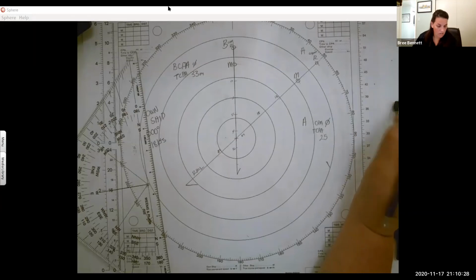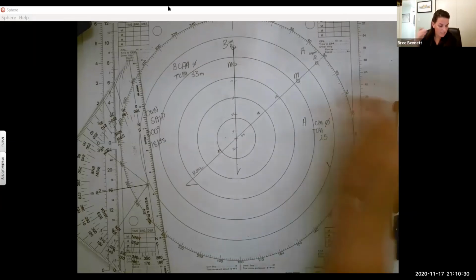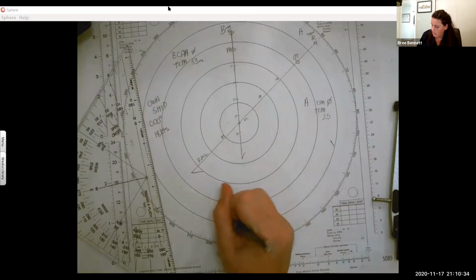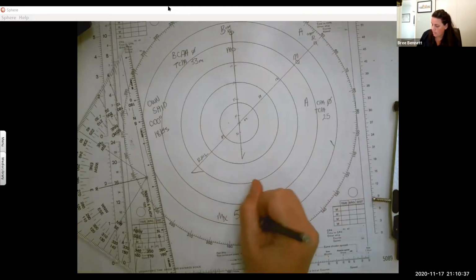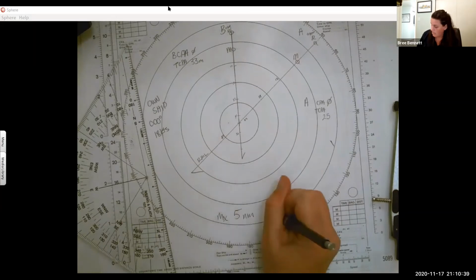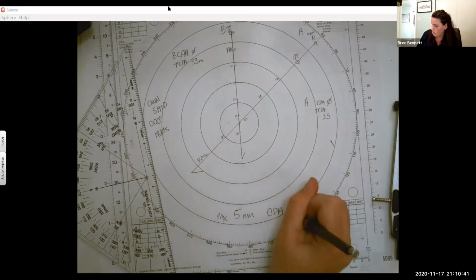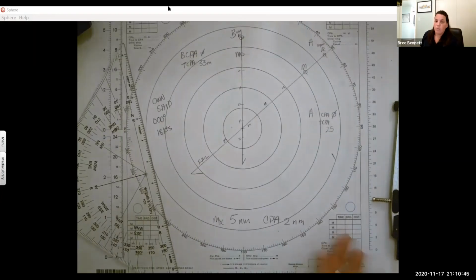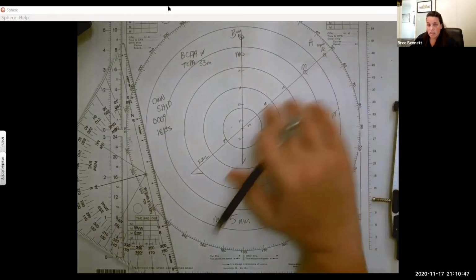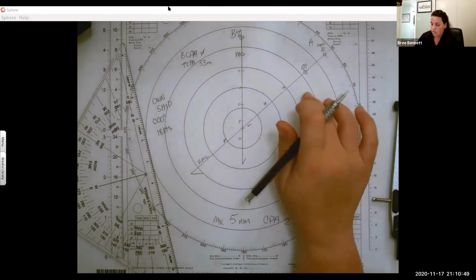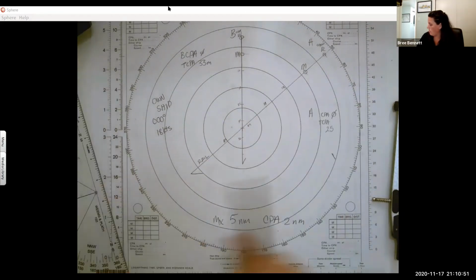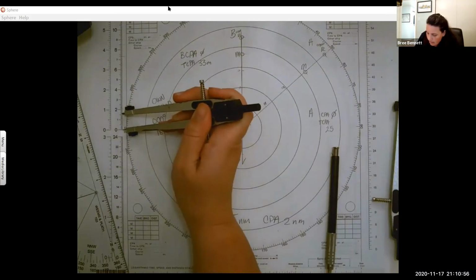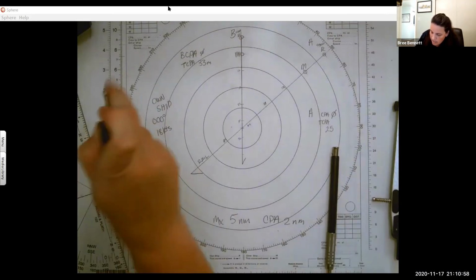Okay, so they give us an MX of 5 nautical miles and a CPA of 2 nautical miles. So when target A is 5 nautical miles away, that's when I'm going to maneuver. So we need to figure out when that is going to be. We don't have a 5 ring, so I'm just going to find it on here.